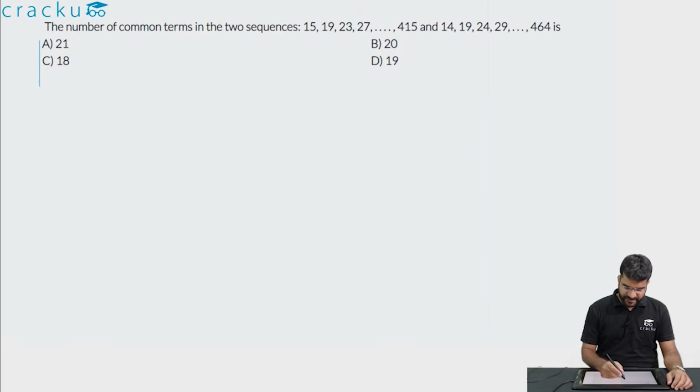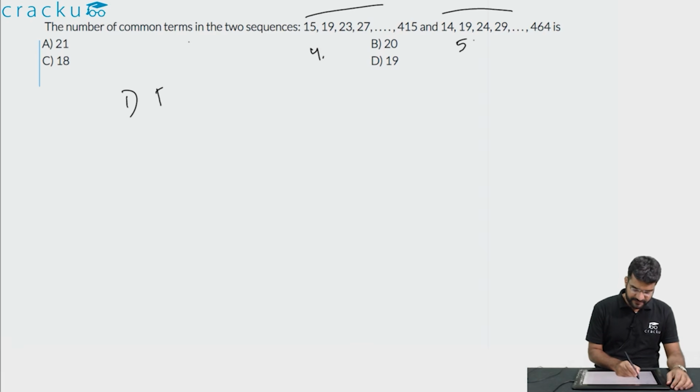In this question we are given two sequences. One is 15, 19, 23, that is there is a common difference of 4, and the second one is 14, 19, 24, which is another arithmetic progression where there is a common difference of 5. And we are required to find out the common terms in these two sequences. So whenever you get this kind of a question, the first thing you should do is find out the first common term.